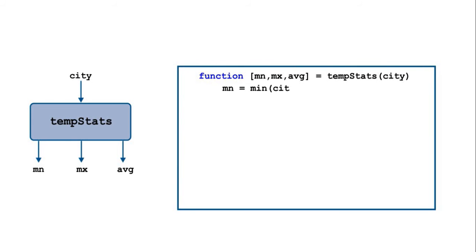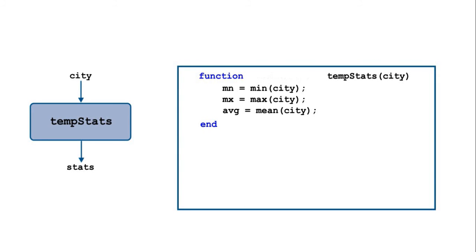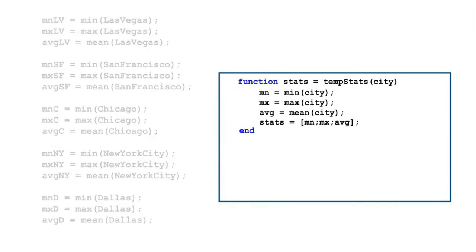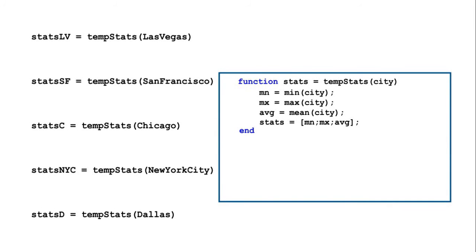Inside the function, we put the code which defines our outputs, calculating the minimum, maximum, and average temperature for whichever city was passed as input. We could return 3 separate outputs like we have here. Instead, we'll combine them into a vector and return only one output. You can now use your custom function in the same way you would use a built-in function.